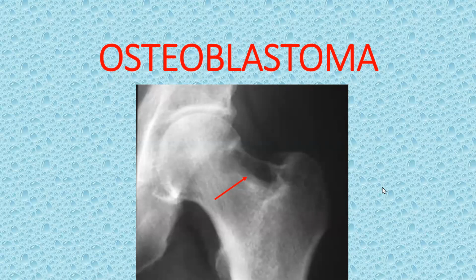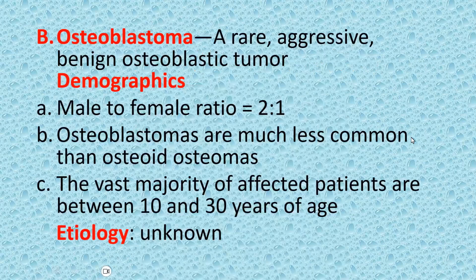The sites of involvement are mainly the spine, but it can occur in the metaphysis of long bones. And it is not common. It's a rare tumor. Osteoma is far more common. So let's go into it. Osteoblastomas are rare, aggressive, benign osteoblastic tumors. The male to female ratio is 2:1, and likewise in osteoma. Osteoblastomas are much less common than osteomas. The vast majority of affected patients are between 10 and 30 years of age. The etiology is unknown.